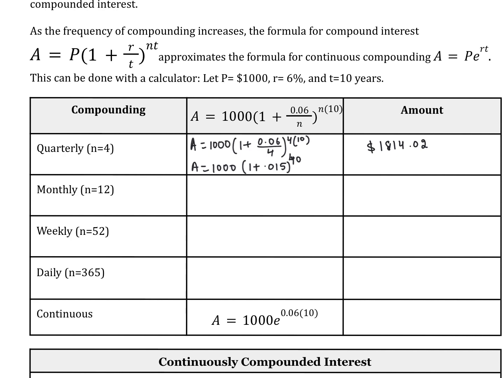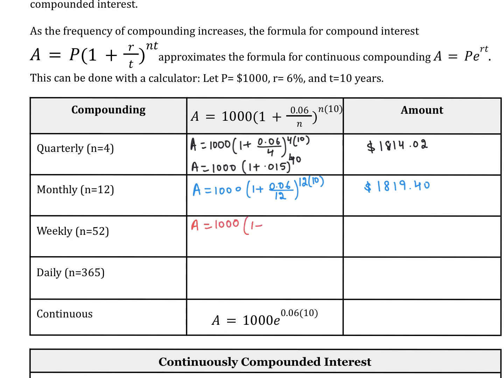Next is when n is 12. When n is 12, you're going to use 0.06 divided by 12, and on the top you have 12 times 10. You're going to solve the whole thing in the calculator. First you solve the bracket and then take the power and then multiply it by 1000, and your final answer is going to be 1819.40.